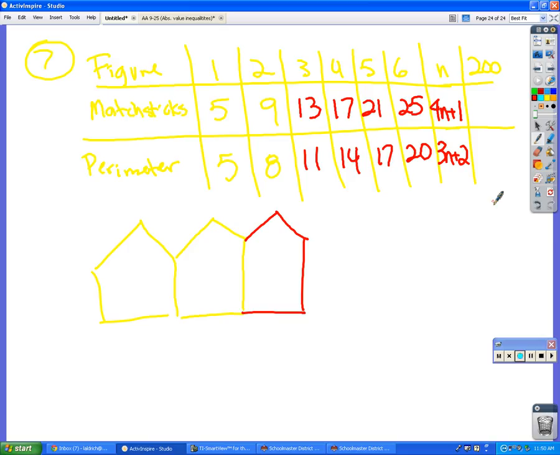Okay, and now the nice thing about having this formula is we do not have to take the time to draw the 200th figure to figure out the answers to these things. I can just take the 200 and plug it in. So if I plug 200 into the matchstick formula, 4 times 200 is 800, and then I have to add 1, so that would be 801. And if I plug 200 into the other formula, I get 602.